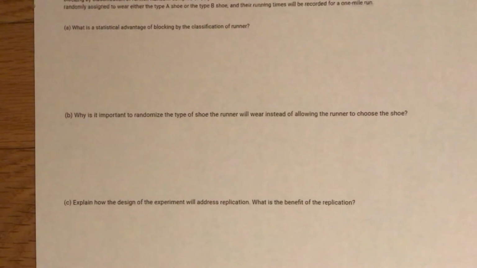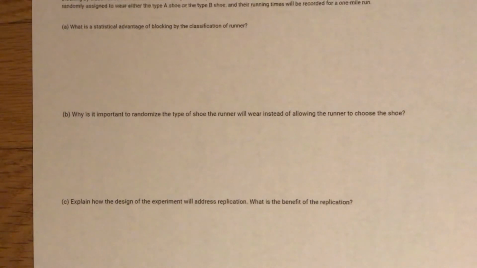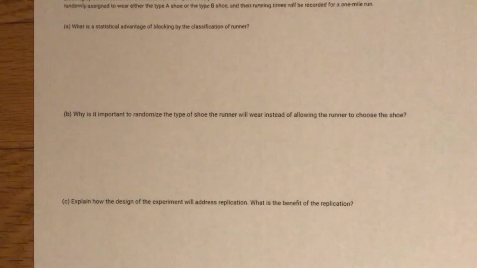All right. So we don't want them choosing. Them choosing can be bad because they might choose for a reason that we're not aware of that affects both variables at the same time. Randomizing is the best way to get rid of any kind of bias that may appear within the people.